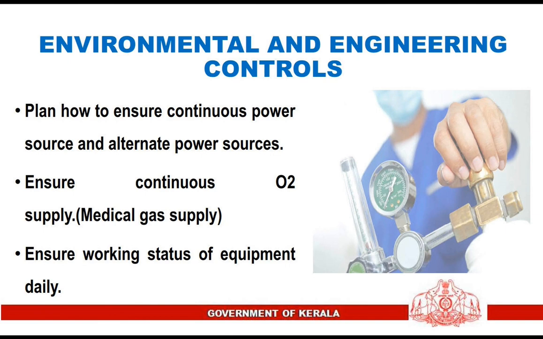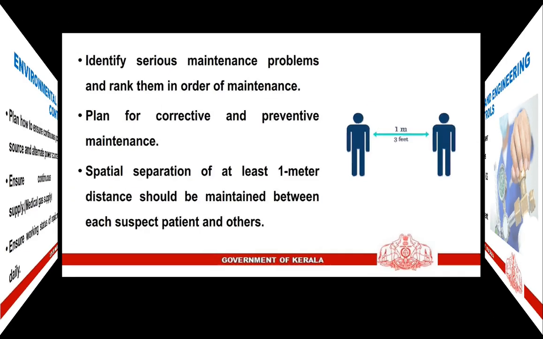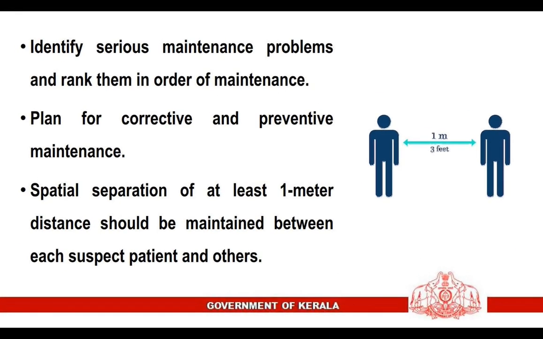Environmental and engineering controls. Plan how to ensure a continuous power source and alternate power sources. Ensure continuous oxygen supply or medical gas supply. Ensure working status of equipment daily. Identify serious maintenance problems and rank them in order of maintenance. Plan for corrective and preventive maintenance.